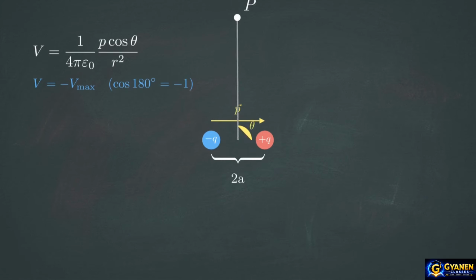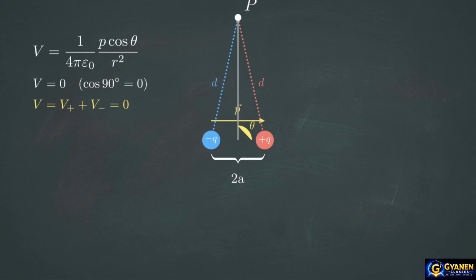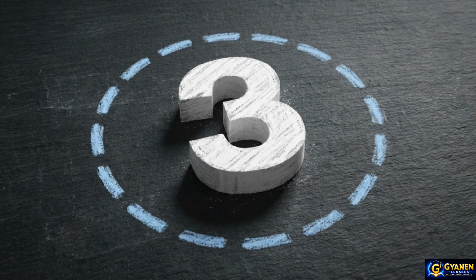Back to our opening paradox. At 90 degrees on the equatorial line, the cosine of 90 is 0. Because this point is perfectly equidistant from both charges, the positive and negative potentials are mathematically equal. They cancel out completely. Let's test this.